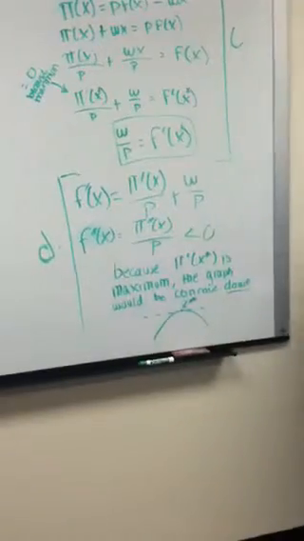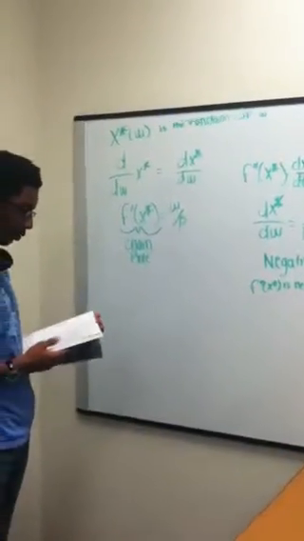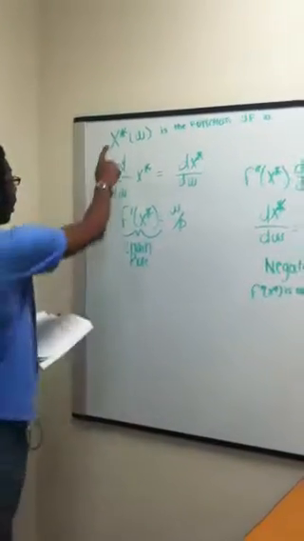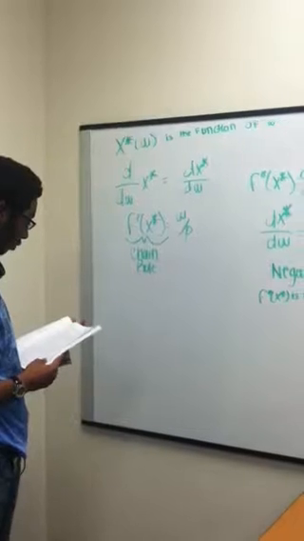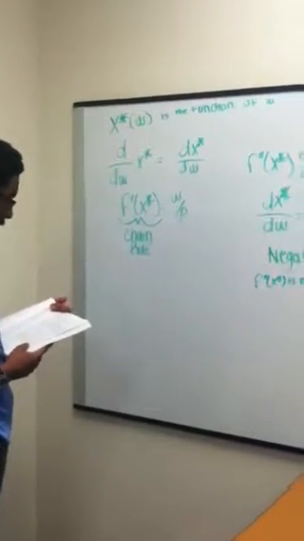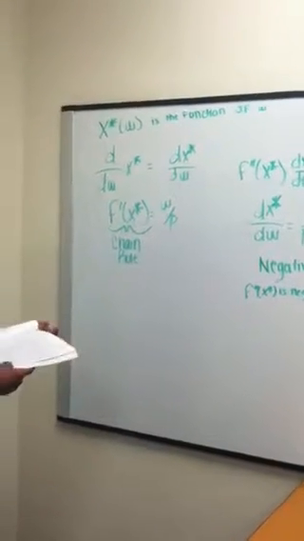For part E, it says if the supplier of raw materials is likely to change the price W, then it's appropriate to treat x star as a function of W. Find a formula for the derivative dx star divided by dw and decide whether it's positive or negative.